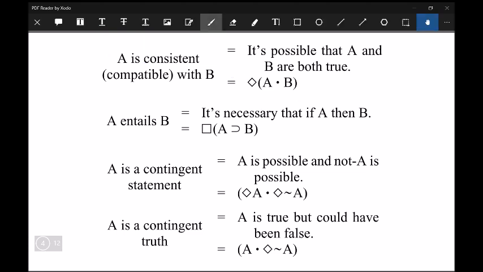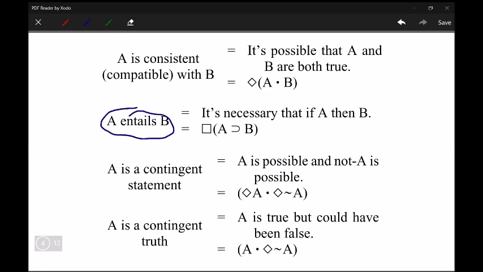Now, A entails B, that means logically entails. It means it's necessary that if A, then B. Okay, so it's like an if-then, but stronger. In all possible worlds, if A, then B is true. Or it's a matter of logical necessity that if A, then B. Now, most if-thens are not that strong, but some are. And if we want to express a strong if-then, then we have to use the box there.